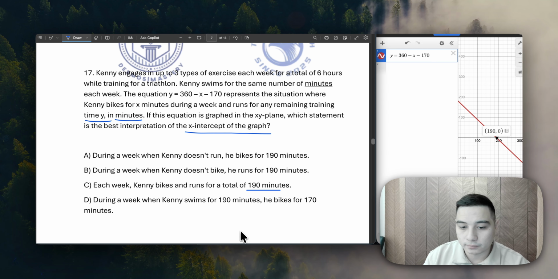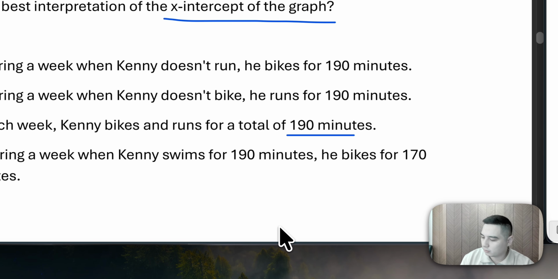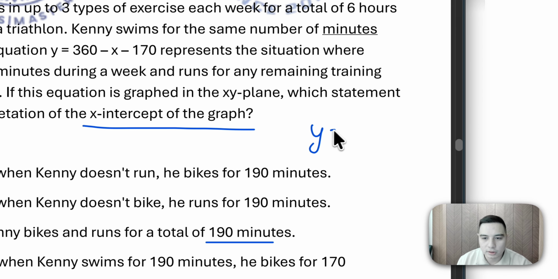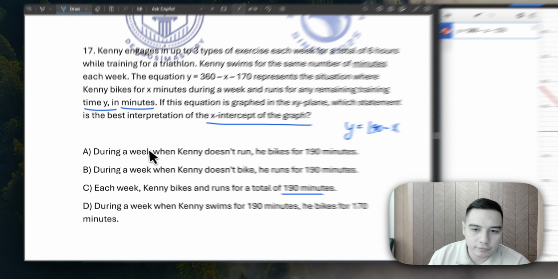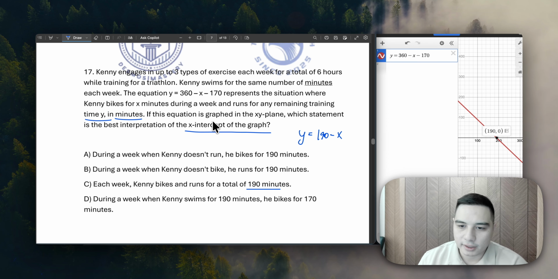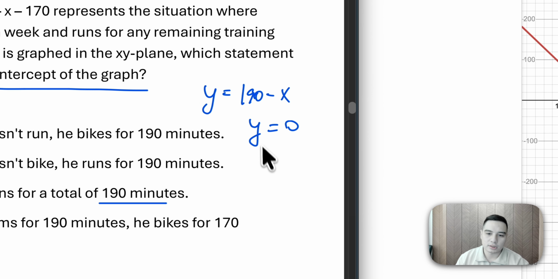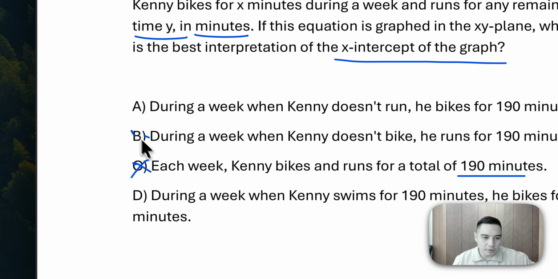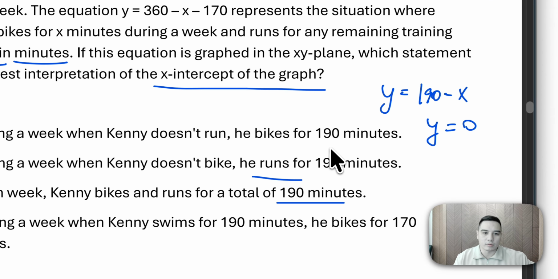Not bad. So the equation y = 360 minus x minus 170 means y is 190 minus x. If you have the x-intercept, again, as I said, y is 0. That means he does not run. So answer C, and B is not possible because he didn't run anyway.